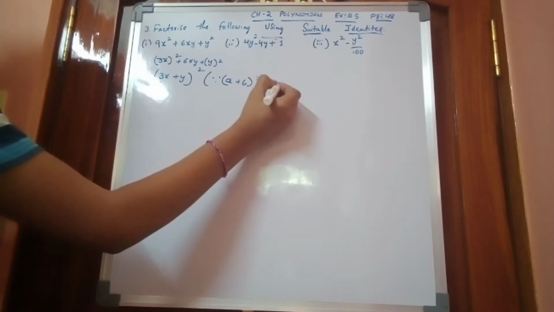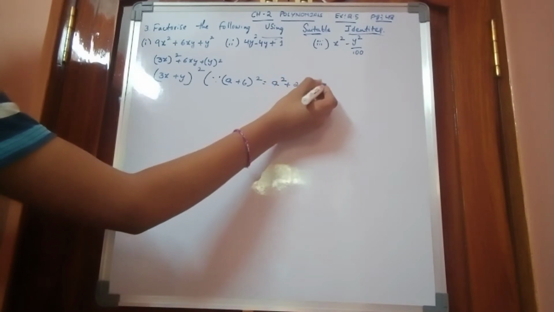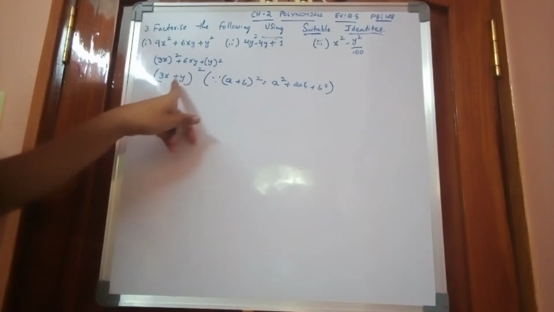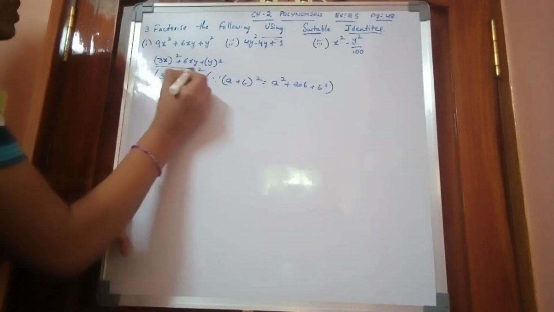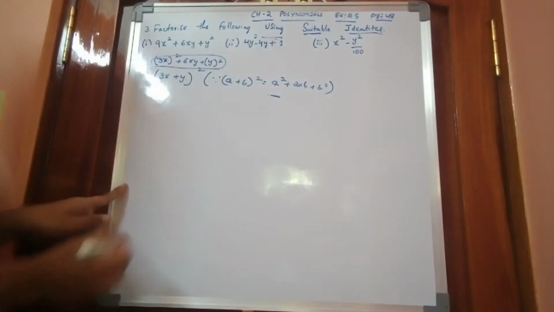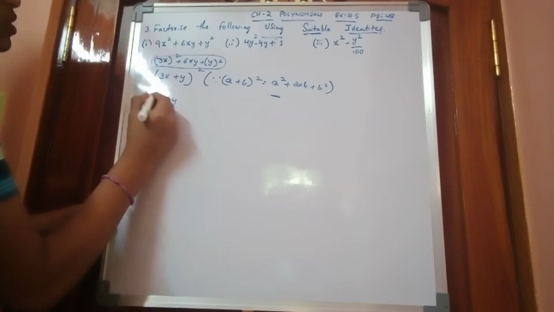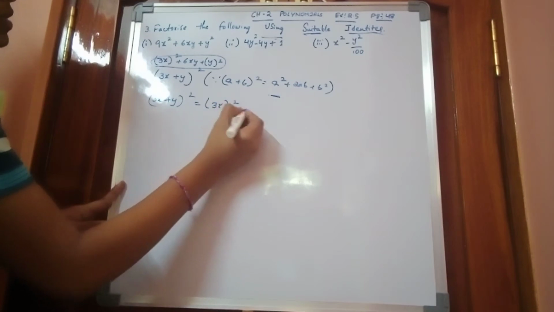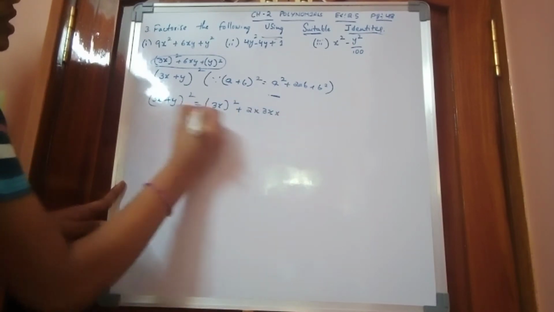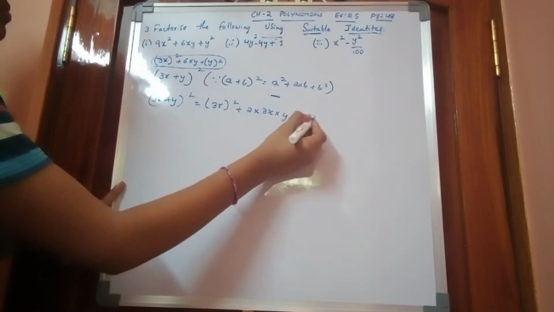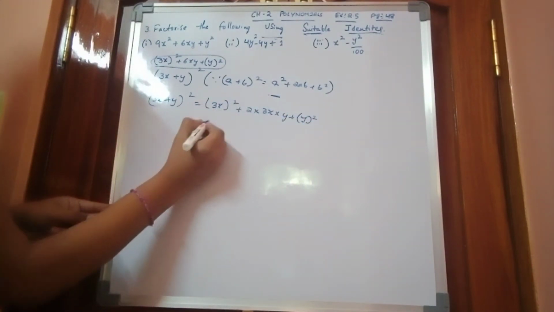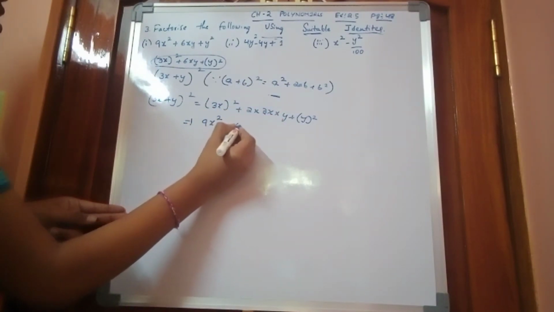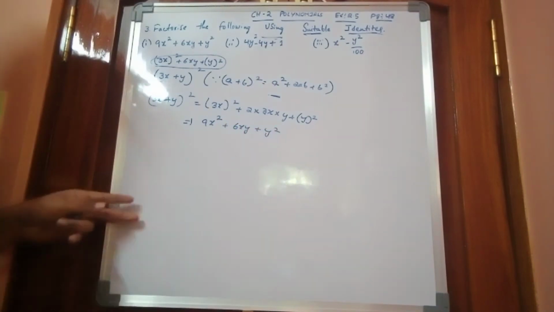We have to use it in this question: a square plus 2ab plus b square. So we have to check whether this formula gives this equation or not. So 3x plus y whole square is equal to 3x whole square plus 2 into 3x into y plus y whole square. So 3 square is 9, 9x square plus 2 into 3x into y is 6xy plus y square. Yes, this is possible.